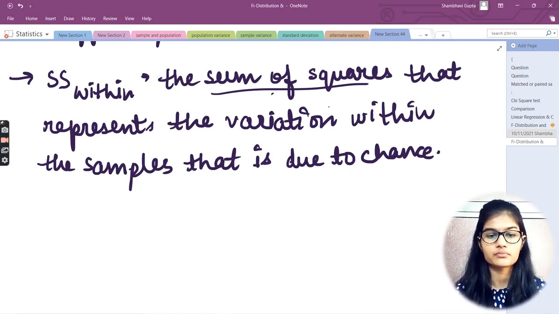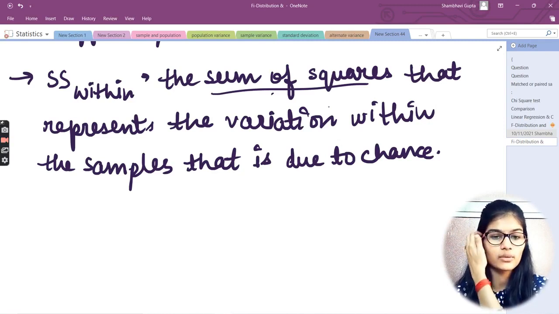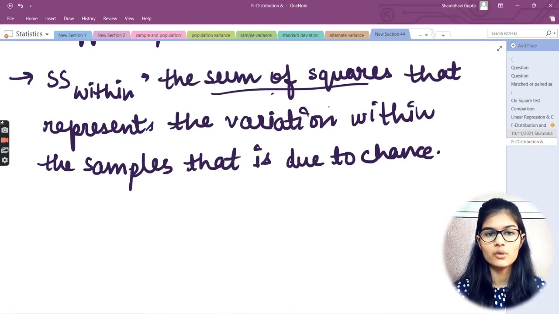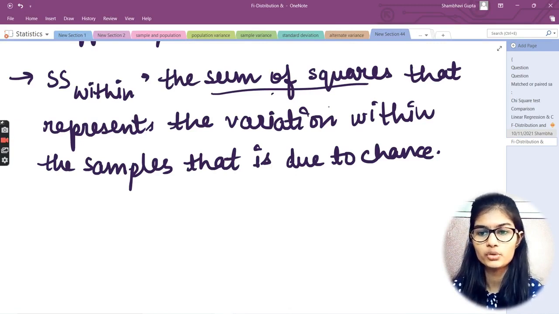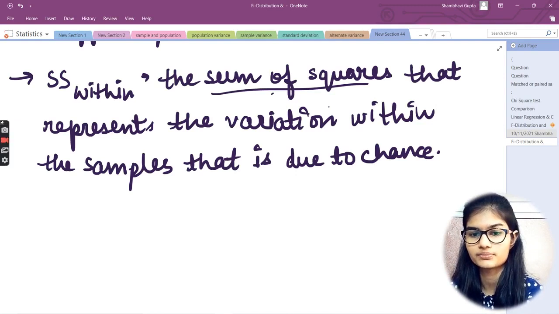Now why do we use the sum of squares? We use the sum of squares to calculate the sample variance and to calculate the standard deviation. It is used in descriptive statistics. So in descriptive statistics, the sum of squares is used to calculate the sample variance and the sample standard deviation, right? I hope I am clear on what these mean and what we have here.